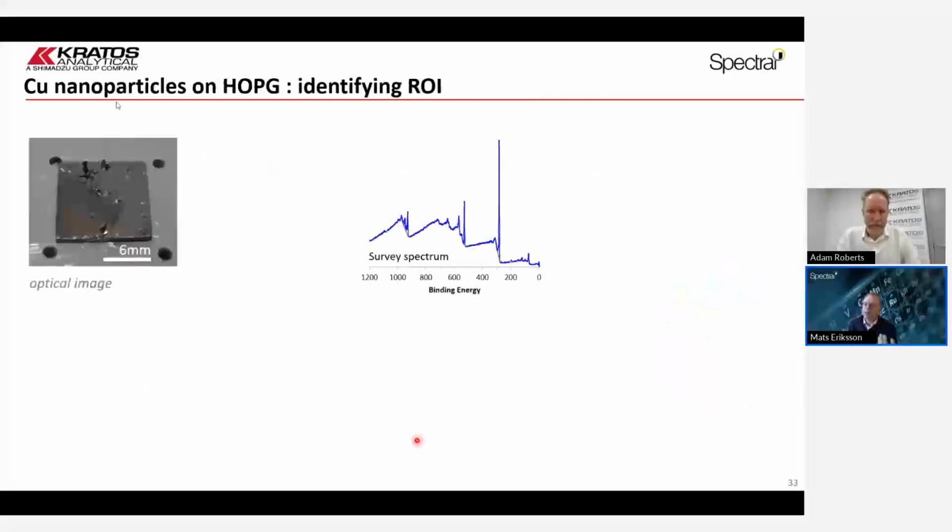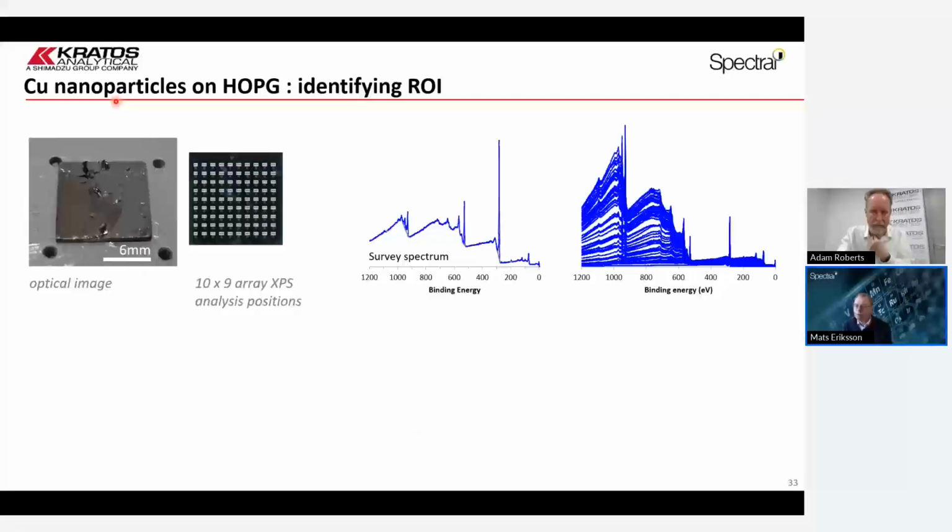You would spontaneously believe this is a very challenging area, because XPS has a very limited spatial resolution. You're so far away from looking at 10 nanometer particles in your lateral imaging capacity, but still, it's an interesting example, I think.